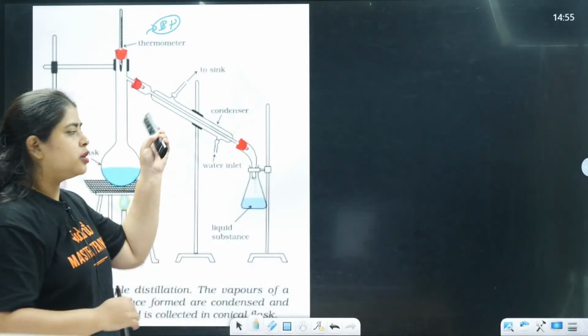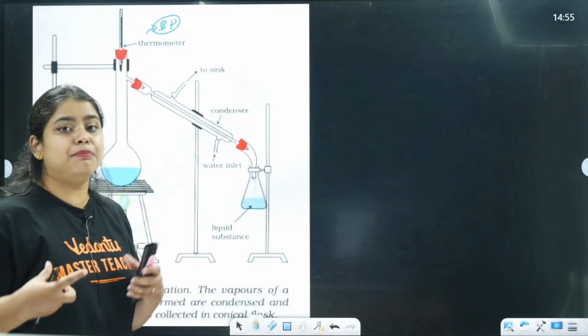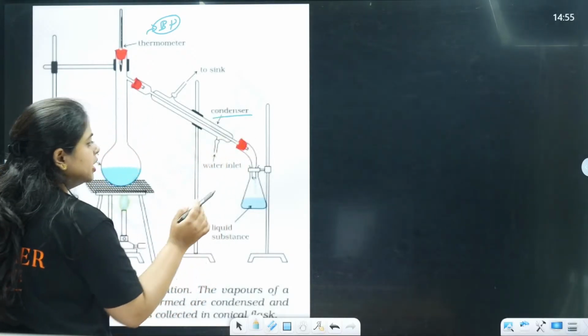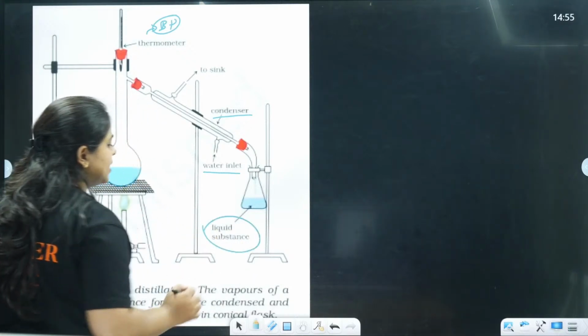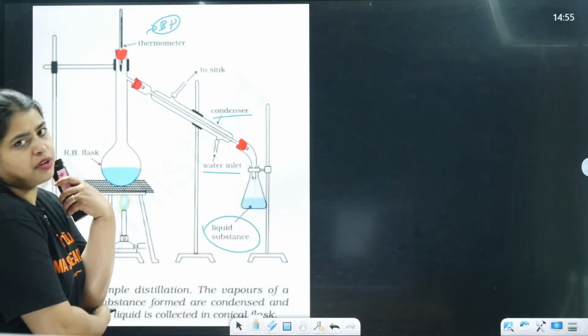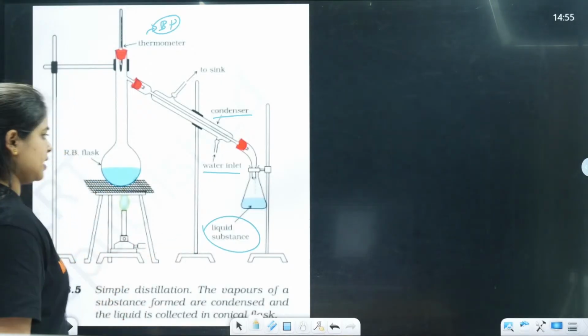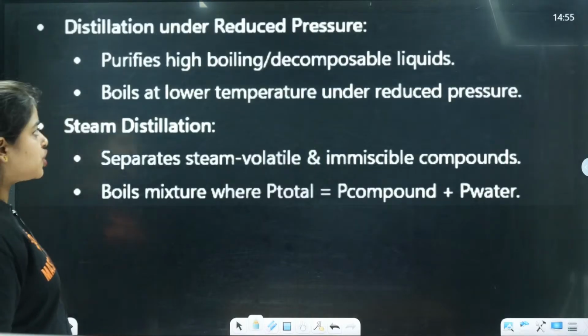Why? Because if you are not removing the pressure there, if the pressure cannot be removed, the apparatus might break. Okay. Then afterwards, this is a condenser where it is being maintained. Then the water inlet where you are going to pass it, and the liquid substance, I mean whatever the impurities which we have removed, will stay in the condenser and will be removed in the liquid substance. Clear?